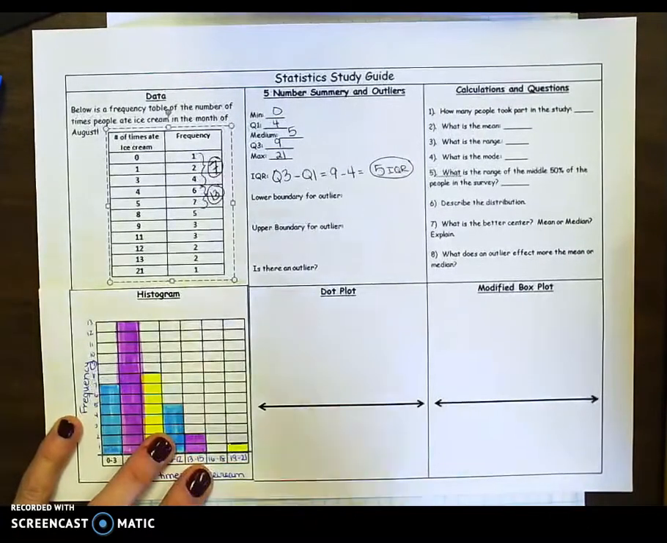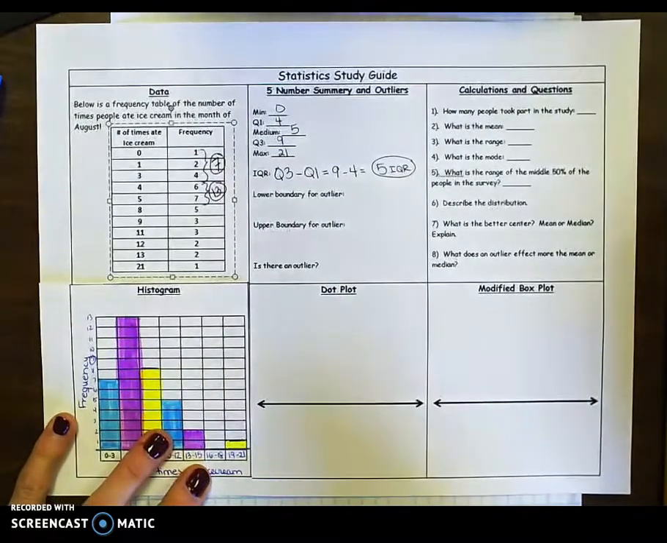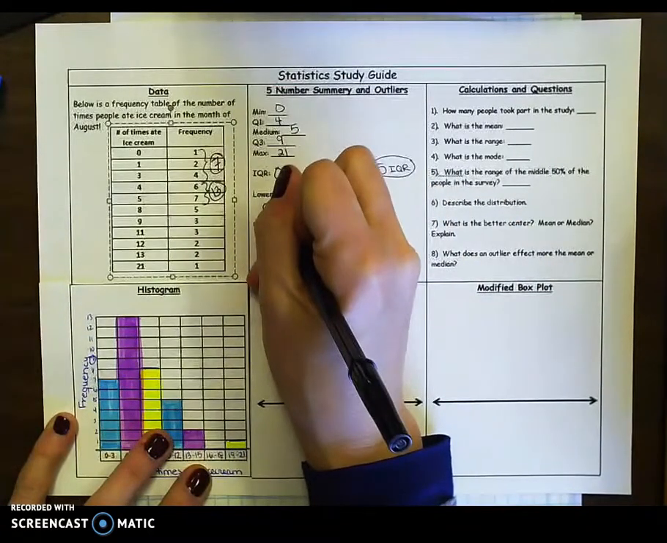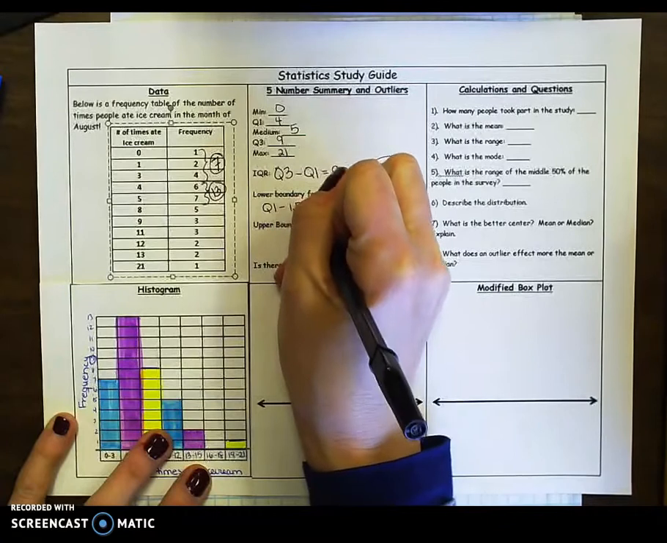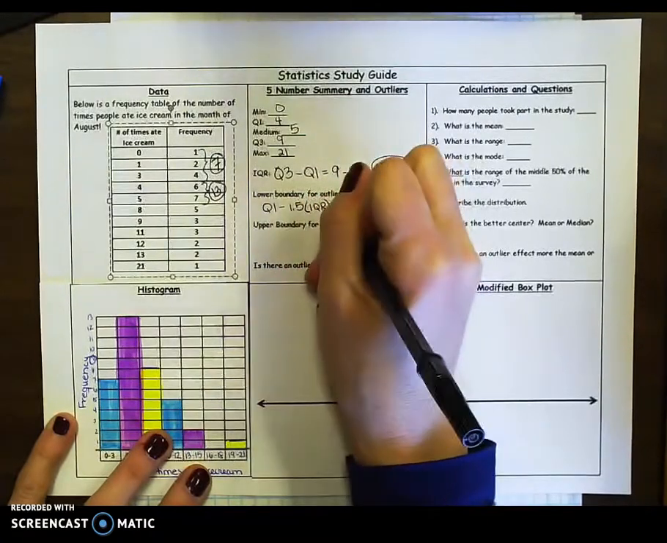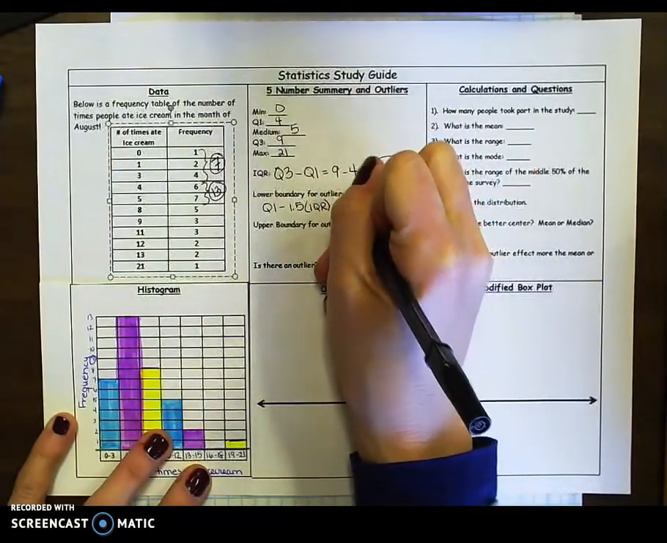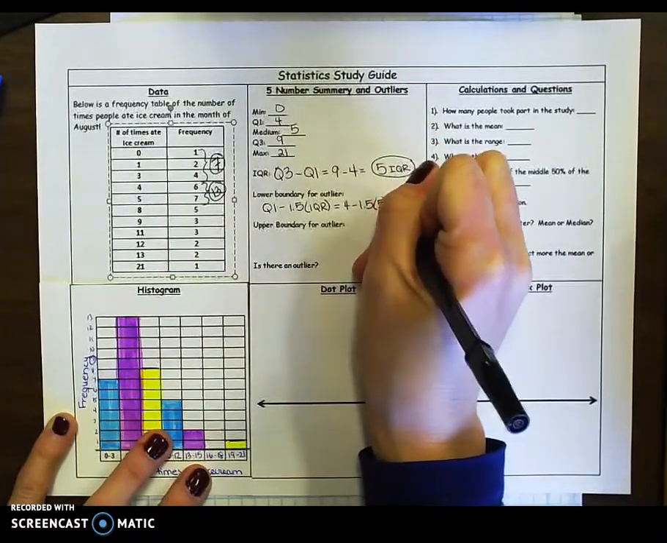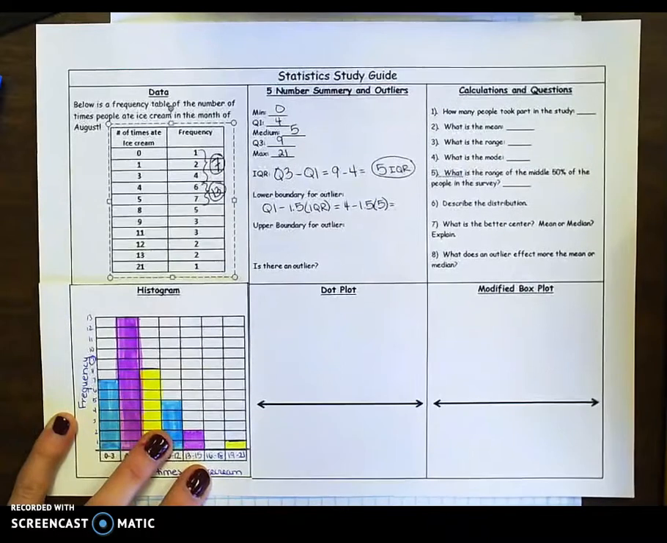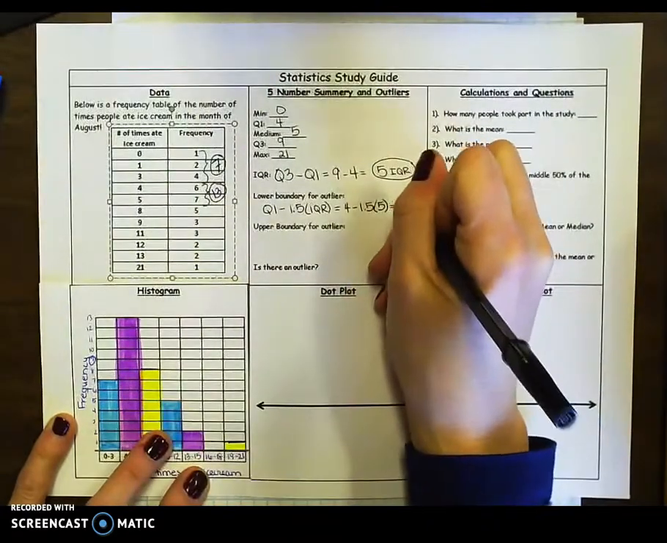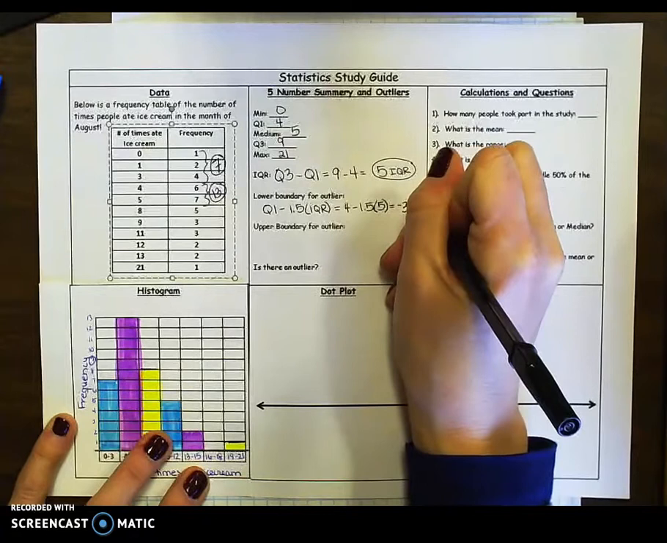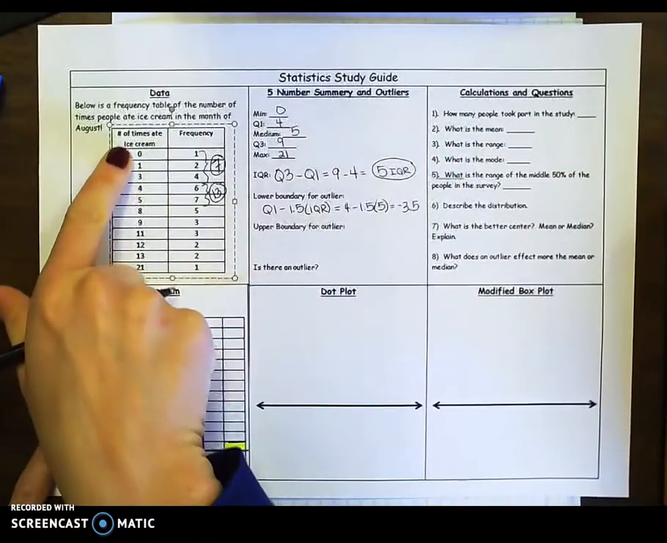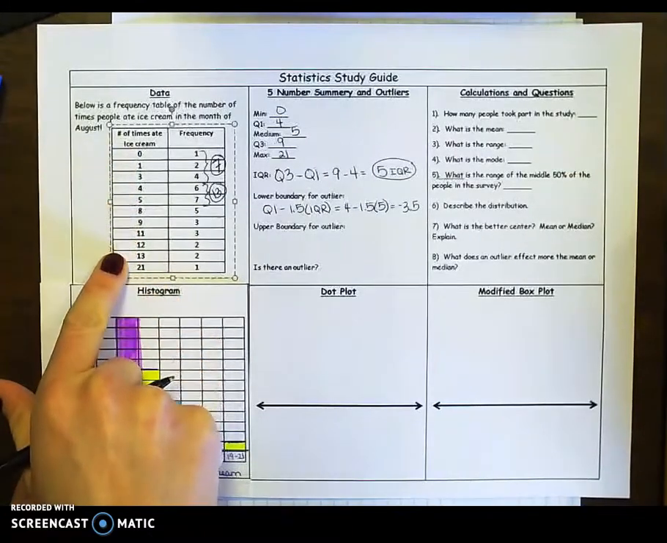Okay, now I can try to find my boundaries to determine if I have any outliers. So my lower boundary is going to be Q1 minus 1.5 times the IQR. So when we plug that in, it's going to be 4 minus 1.5 times 5. So go ahead, plug that into your calculators. And we get negative 3.5. So anything under negative 3.5 would be an outlier. Now if I look at my data, nothing's under negative 3.5.